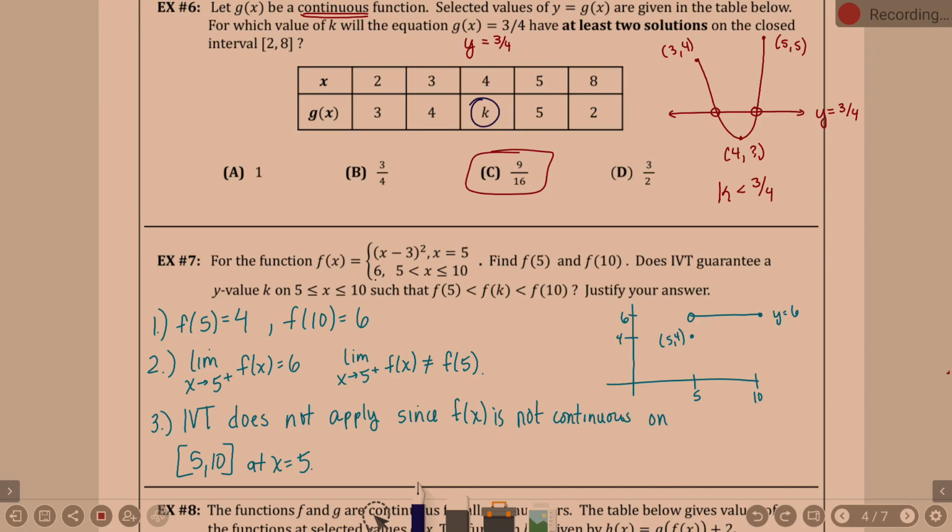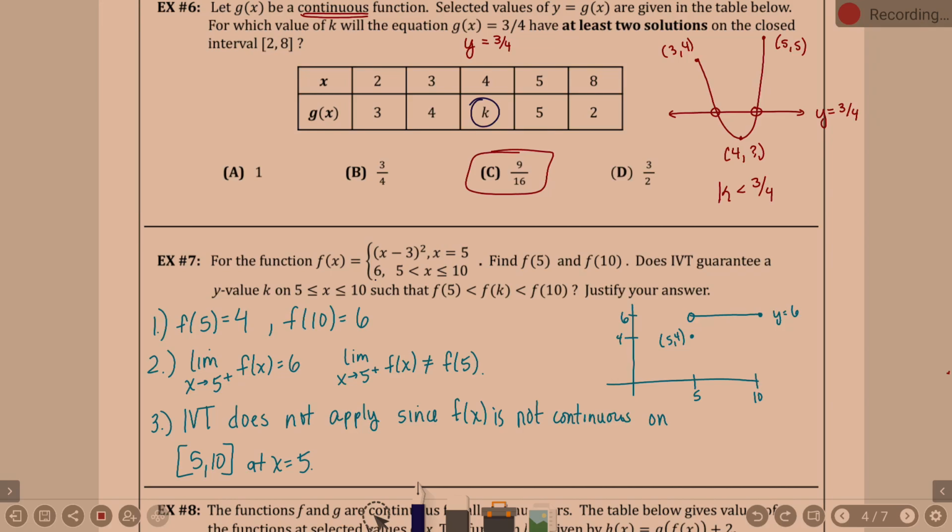What haven't we been told here? We haven't been told continuous, right? Now, if we look at the top piece here, individually these are continuous, right? X minus 3 squared would be a parabola. 6 is just a line, yes? So those individually are continuous, but what do we have to check? We did this a couple lessons ago. Do they meet, right?